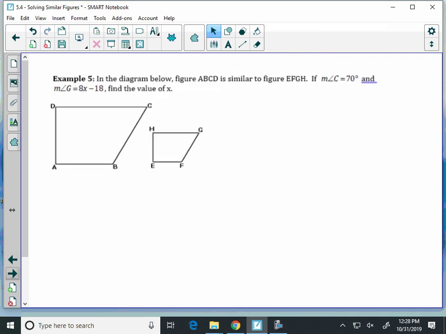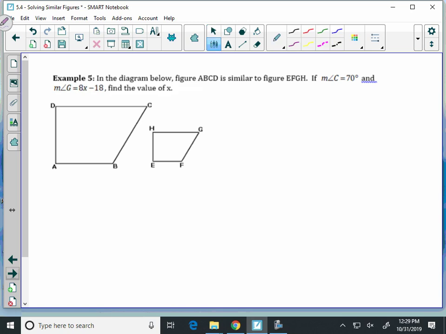So here in 5, in the diagram below, figure ABCD is similar to EFGH. So mark those angles. A, B, C, D. And then mark the other one, E, F, G, H. If angle C is 70 degrees, and G is 8x minus 18, we want to find x.